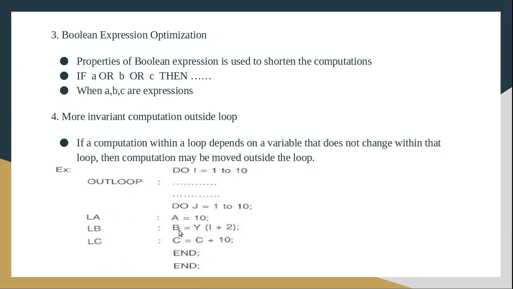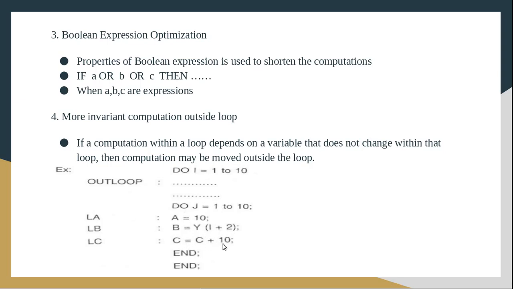Then another one, B equal to Y into I plus 2. Okay, so here in I plus 2, the I is the looping variable for the outside loop. So in the inner loop, this particular statement B equal to Y into I plus 2 is constant throughout the inner loop. So no need of keeping this expression in the inner loop. We can take this outside the inner loop. Okay, so that is another one.